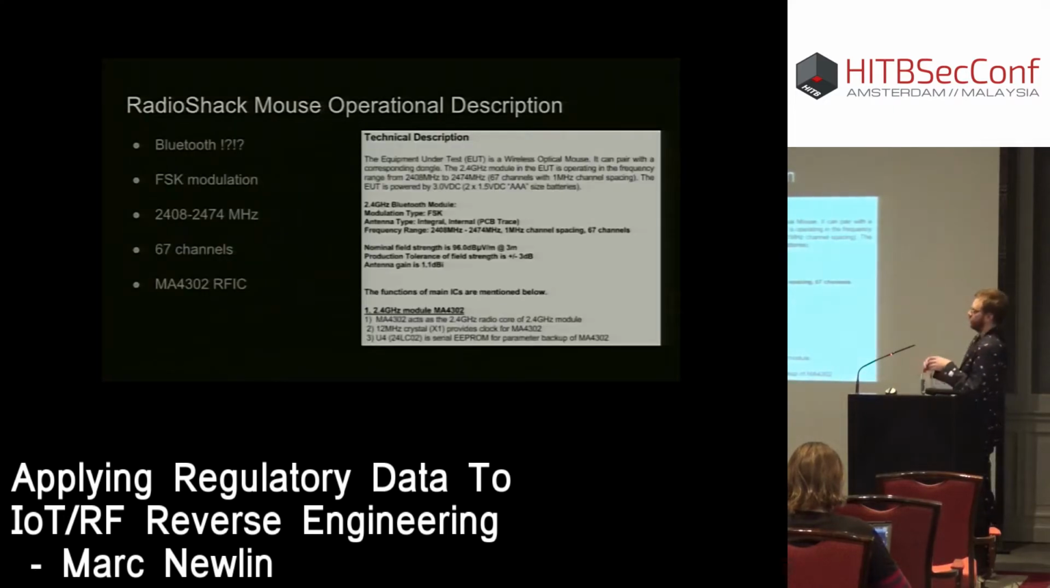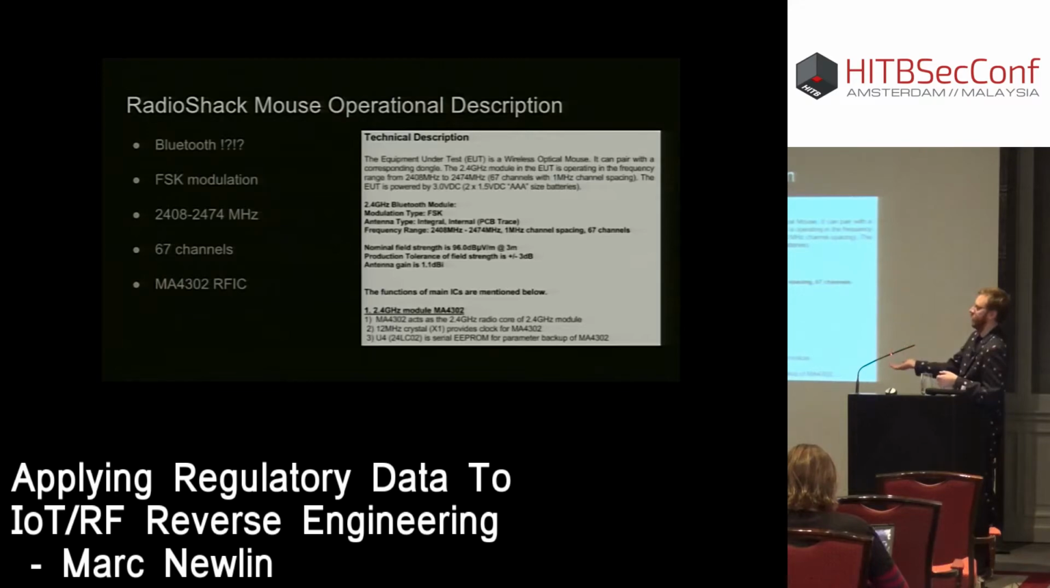So this is the operational description from the RadioShack mouse. Now here we have some weird data. It says on there 2.4 gigahertz Bluetooth module. It's likely not Bluetooth, doesn't mention that anywhere else. Again, a case where you have this wildly varying data between the different available sources.